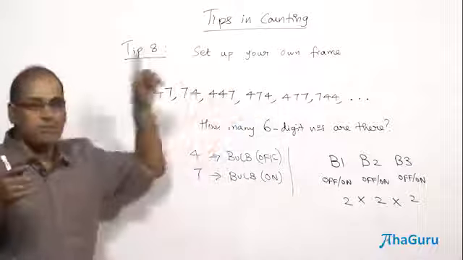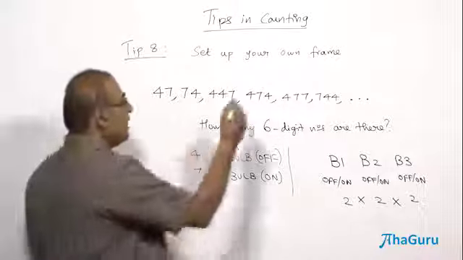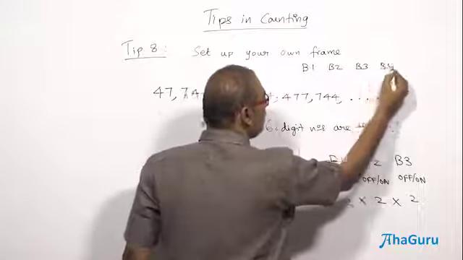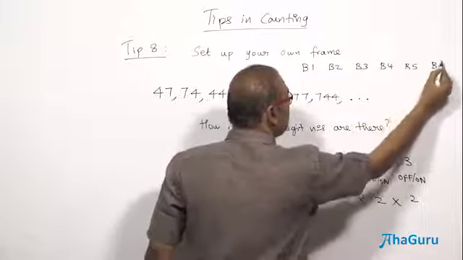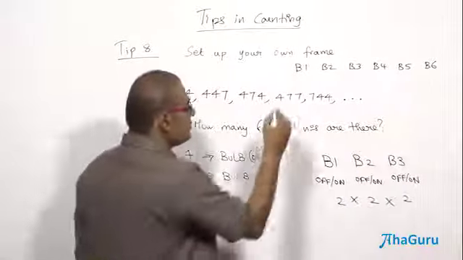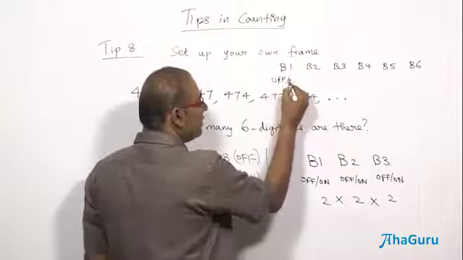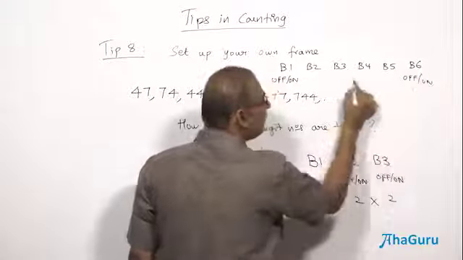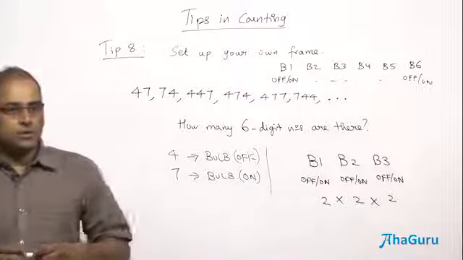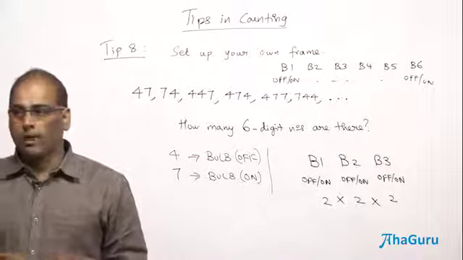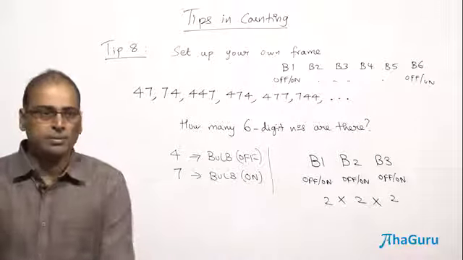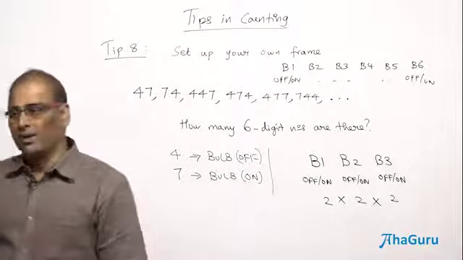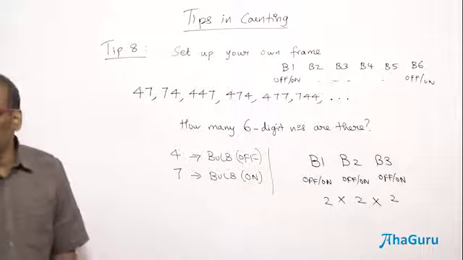What is my frame? How many bulbs? So I am going to take 6 bulbs, B1, B2, B3, B4, B5, and B6. Each bulb is going to take off or on, correct? So you will be getting six 2s. Will you be multiplying or adding? Multiply. What will you get if you multiply 2 six times? 64. But out of 64, 2 will not come: all off, all on. So how many 6-digit numbers will be there?